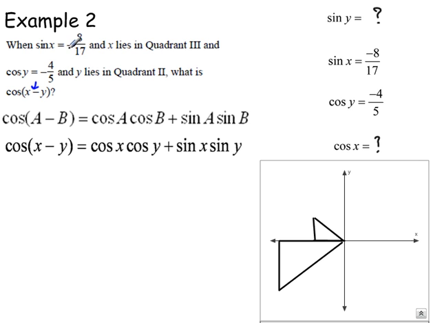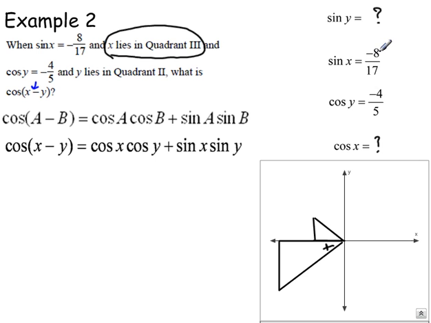I know that x lies in quadrant 3. So here's quadrant 3 and here's x. X is a reference angle, and it's in quadrant 3. And I know that the sine of x is -8/17. So what that's really telling me is that the opposite side is -8, and the hypotenuse is 17. Is that clear? So the opposite is -8 and the hypotenuse is 17.